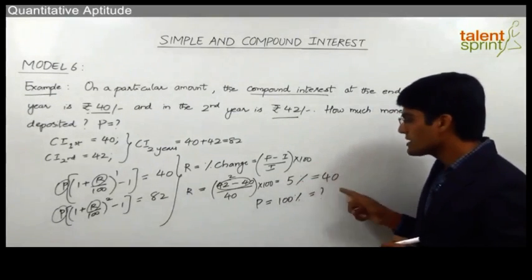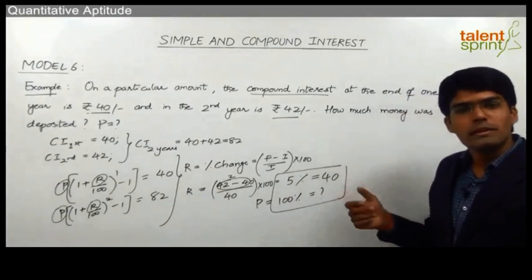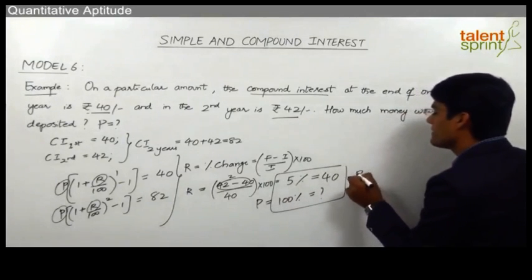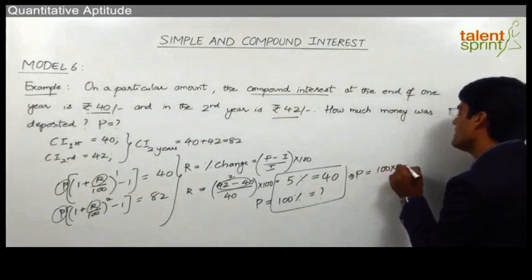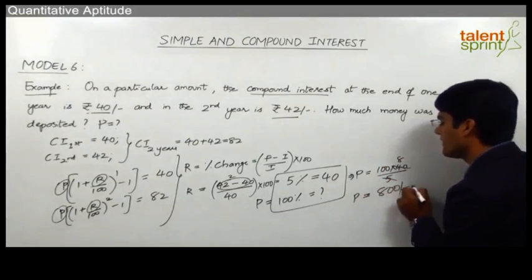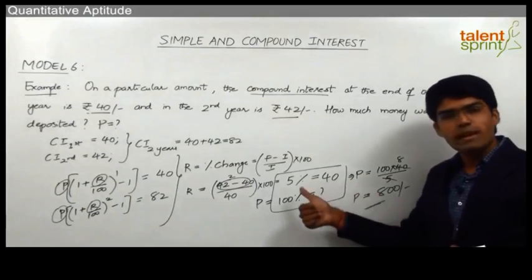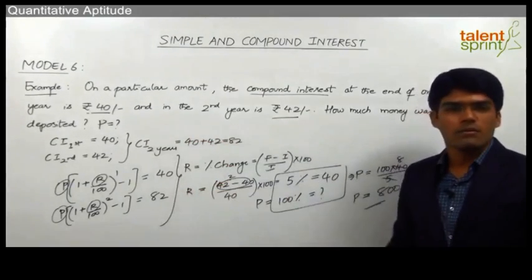So now, by cross multiplication of these two values, we can find out the required answer. We can say that principal P will be equal to 100 into 40 divided by 5. As 5 goes 8 times, the principal here is equal to 800. So this is how, in just 2 steps, we can solve the given question and we can avoid the lengthy way of using the formula.